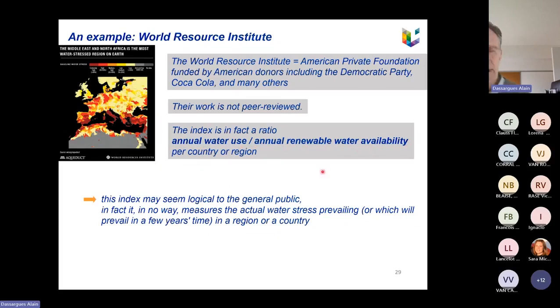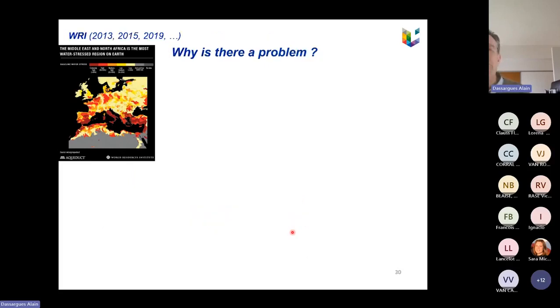You see this index. It seems relatively logical for the general public: annual water use, of course, that's what we need, and that can evolve in time, and the renewability of our water resource. So this index seems relatively logical to the general public, but in fact, it is not measuring the water stress that we have in the region. And I will explain why there is a problem.